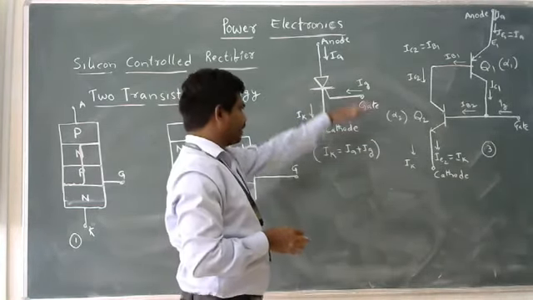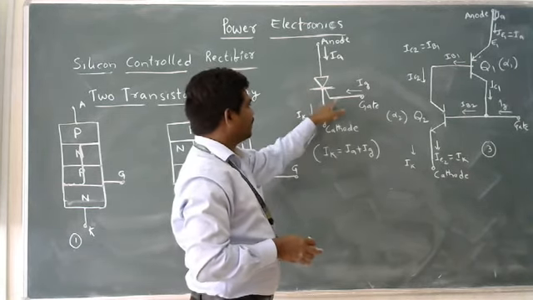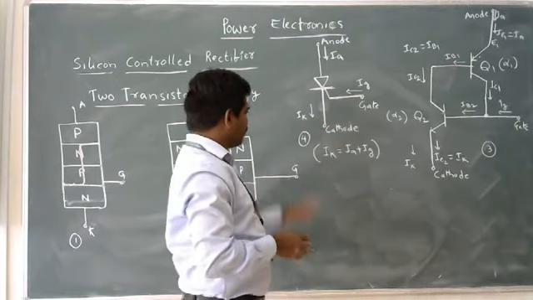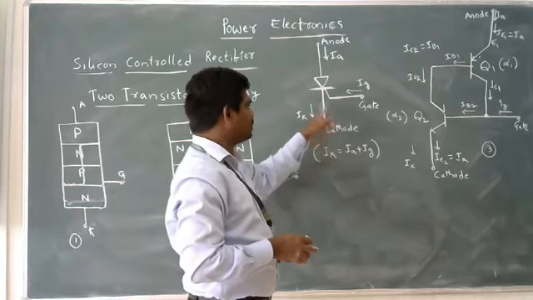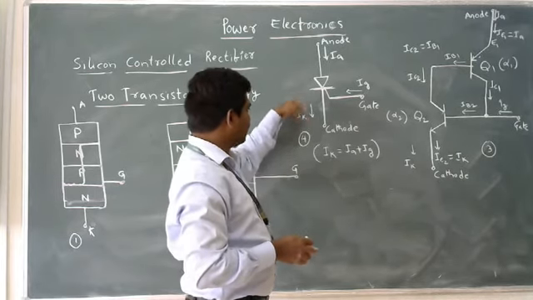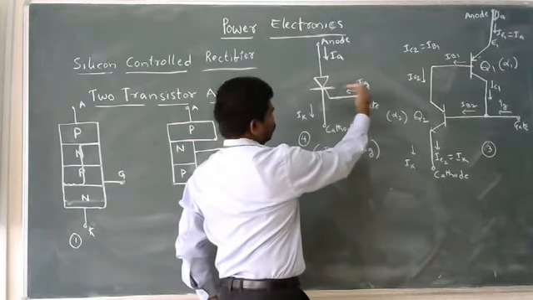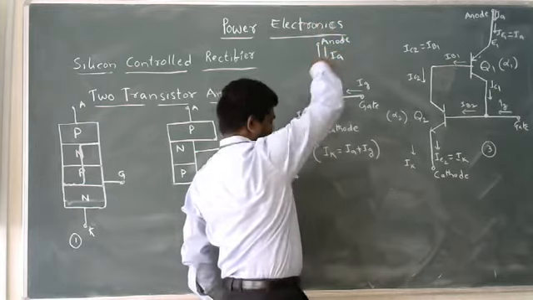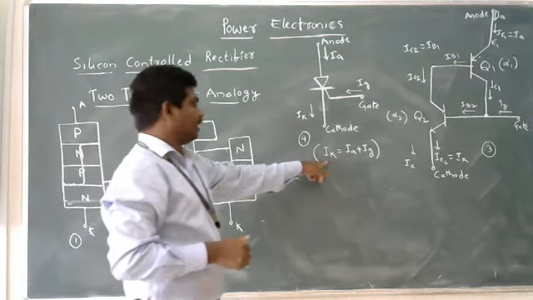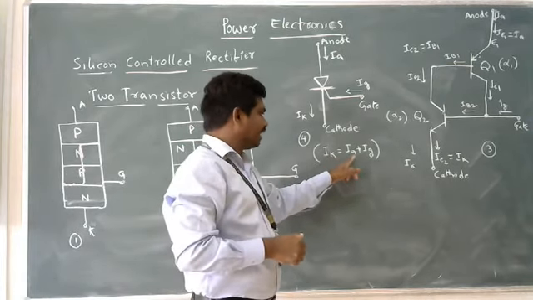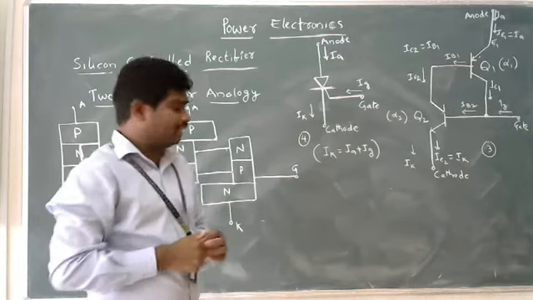Look at this fourth diagram. This is our basic SCR symbol. This is my anode current, this is my gate current, and this is my cathode current. From this diagram, when you apply the KCL to this device, this is current out from the device, this is inwards towards the device, and this is also into the device. So when you apply the KCL to this device, you will get the equation IK is equal to IA plus IG.